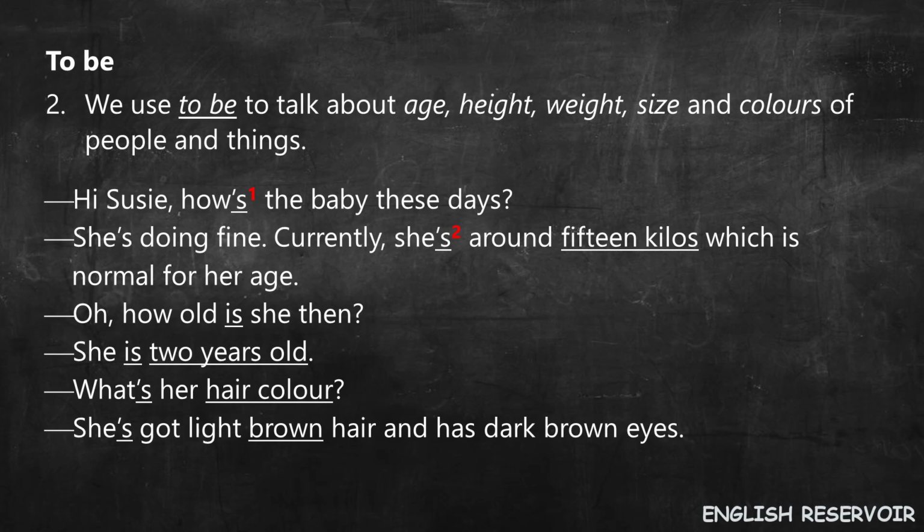Hi Susie, how's the baby these days? She's doing fine. Currently, she's around 15 kilos, which is normal for her age. Oh, how old is she then? She is 2 years old. What's her hair color? She's got light brown hair and has dark brown eyes.